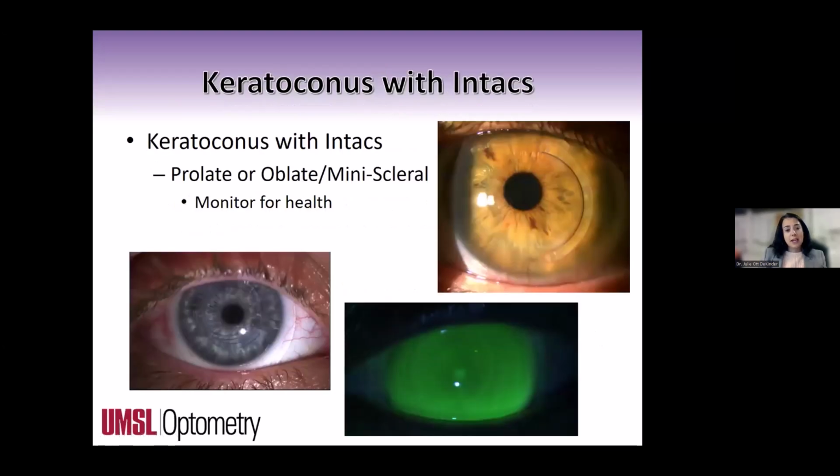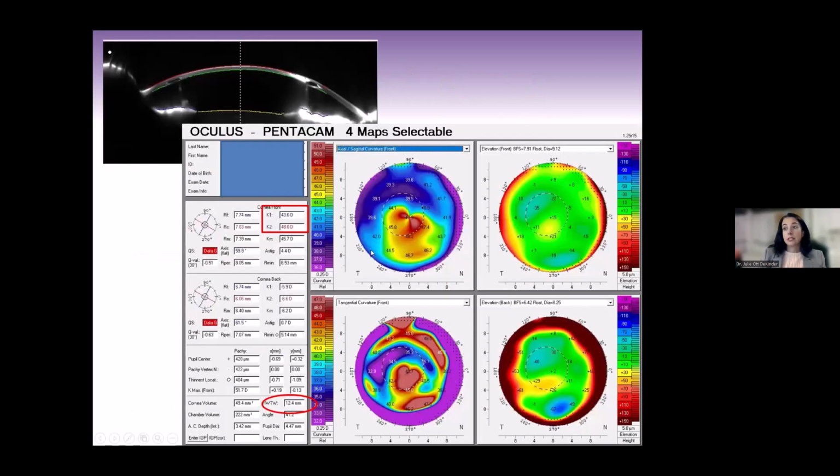What if you have intacts with your keratoconus? You can approach this the same way. Depending on if they have 1 or 2 intacts and where they're placed, they might actually create a little bit more of an oblate cornea. So you may end up either incorporating in some reverse curve, but I'd probably still start with your traditional prolate design personally on this and just monitor for health.